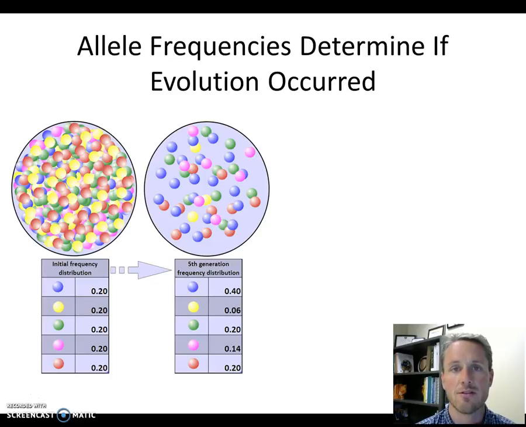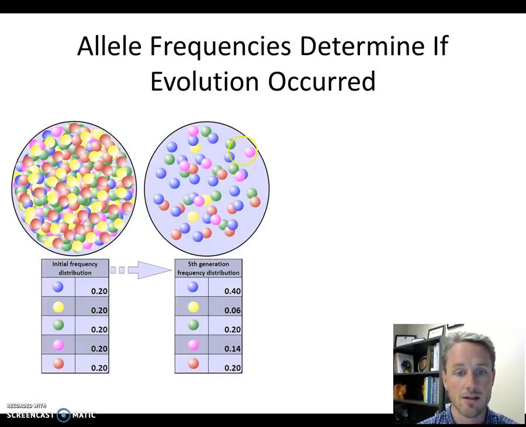So, let's remind ourselves that allele frequencies determine if evolution has occurred or not. So here I've got two populations. I've got a starting population here with all these different colored spheres. And then I've got a population, it's smaller later on, 5 generations later, that is composed of these spheres in the second circle. And remember that we apply this definition, that if evolution has occurred, the allele frequencies in a population are different than they were earlier in the history of that population.